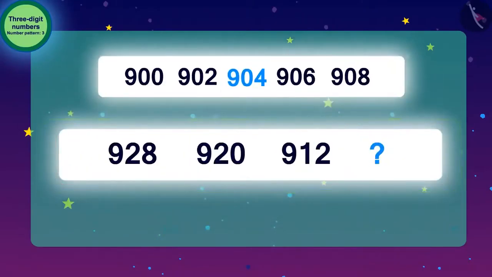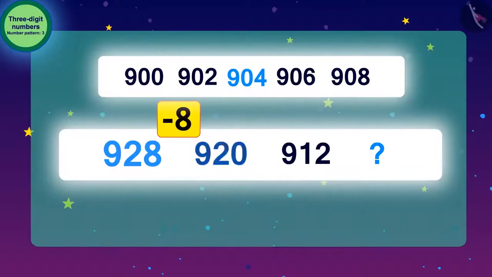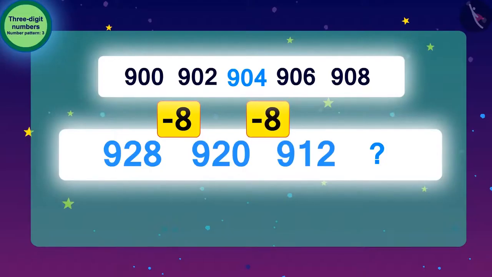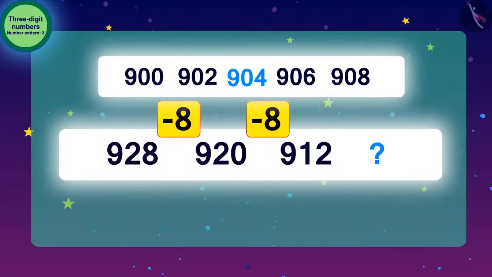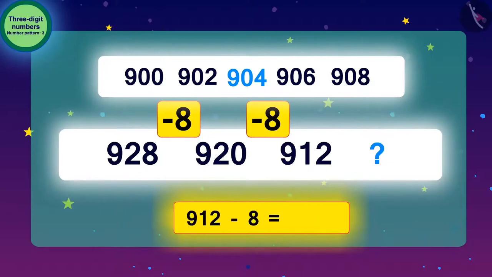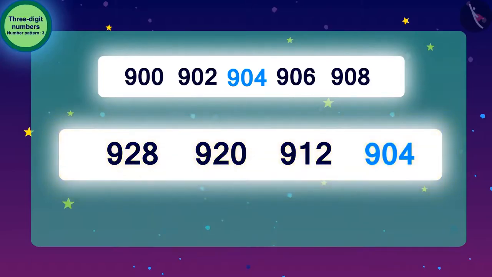Now we will find the number pattern of the second blank. To get from 928 to 920, we have to go 8 steps back, which means we have to subtract 8. Now to go from 920 to 912, we have to subtract 8. Similarly, to find the next number of this number pattern, we have to subtract 8 from every number. Now the number pattern is ready. And the answer to our code is got by subtracting 8 from 912, that is 904. Our second pattern is also complete.